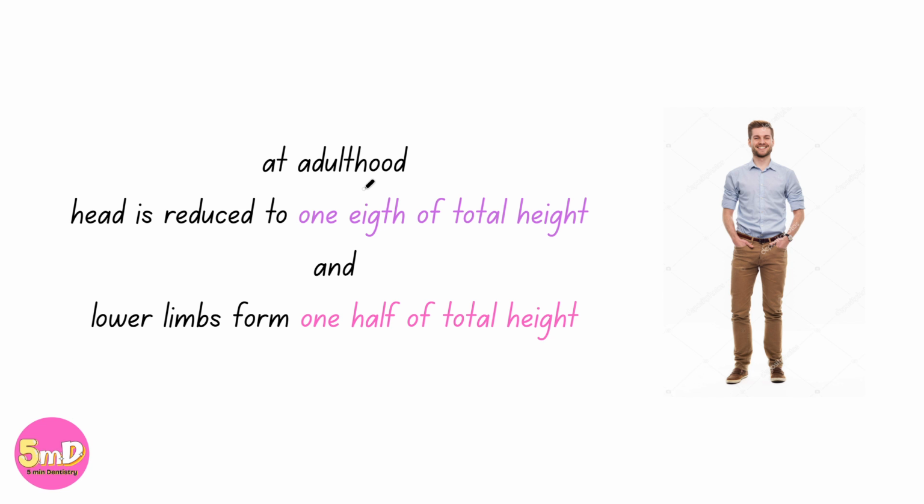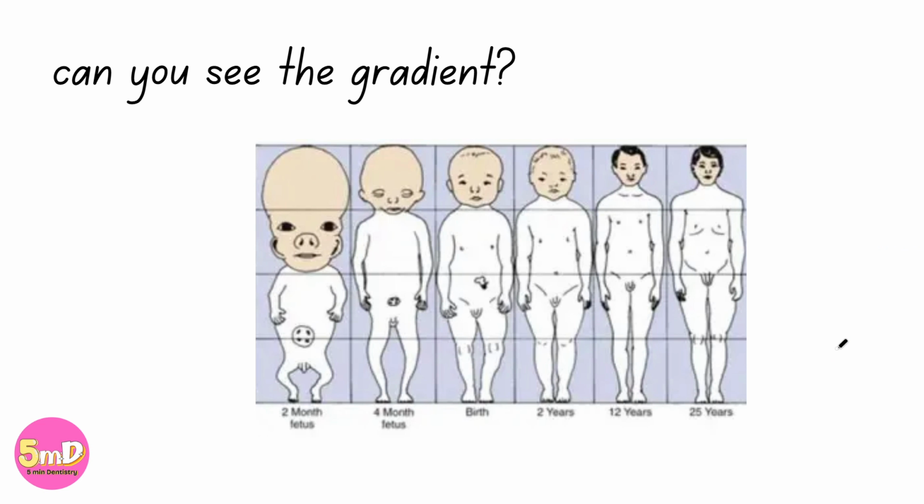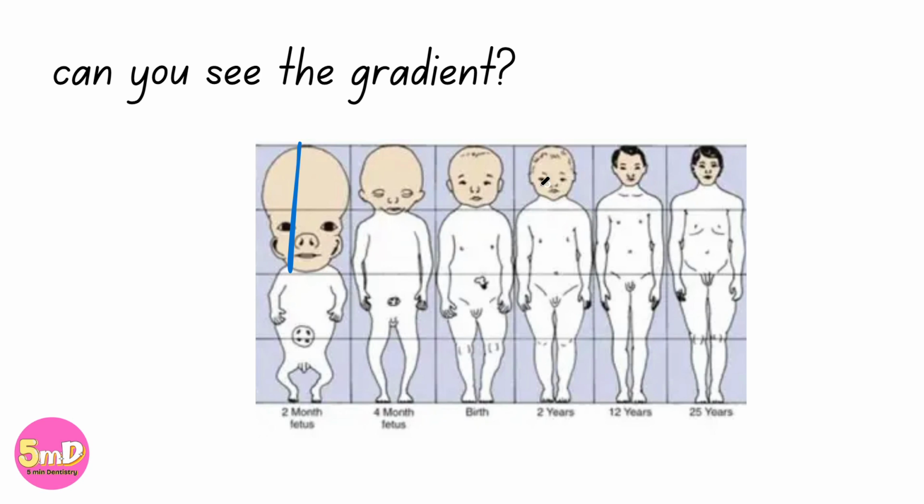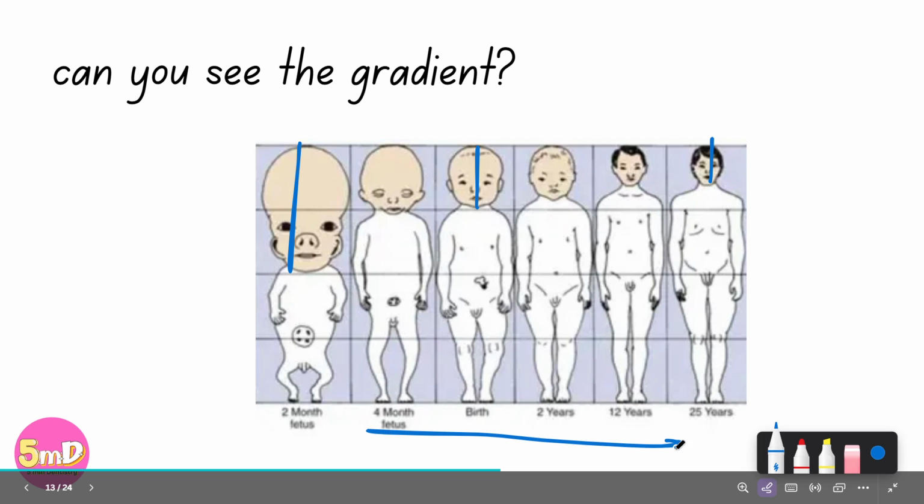And at adulthood, the head is reduced to 1/8 of the total height, and the lower limbs form almost one half of the total height. As you could see from the fetus, the change is obvious. So, this is the gradient. In a fetus, the head forms almost one half of the total height. At birth, it is almost one fourth, whereas in an adult, it is almost 1/8 of the total height. The head grows relatively slower when compared to the trunk and the limbs as age progresses.